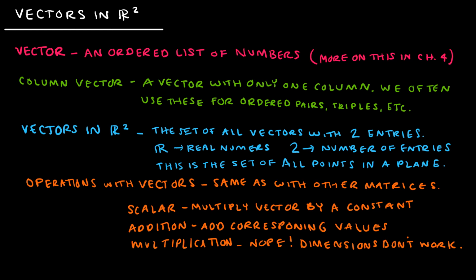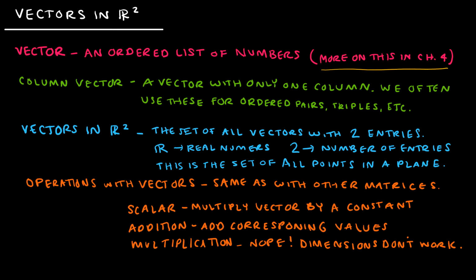Obviously, we're studying vectors, and for now we're just going to define a vector as an ordered list of numbers. We're going to get more in depth with vectors when we get into chapter 4, but this chapter is a very good introduction. So again, an ordered list of numbers is a vector. A column vector is just a vector where the values are written as a column, and that's how we're going to exclusively write our vectors, at least for now.